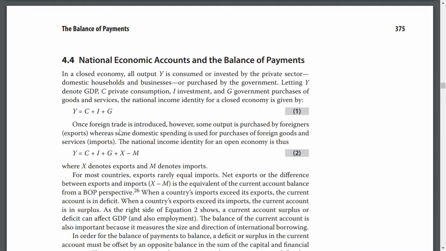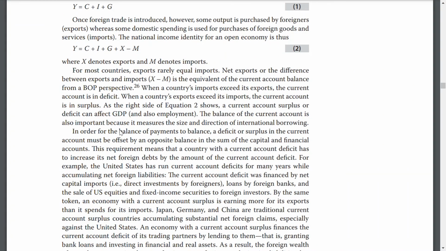For most countries, exports rarely equal imports. The difference between the exports and imports is the equivalent of the current account balance in the BOP from the BOP perspective. When a country's imports exceed its exports, the current account is in a deficit. When a country's exports exceed its imports, the current account is in a surplus. On the right-hand side, equation 2 shows a current account surplus or deficit can affect GDP. The balance of the current account is also important because it measures the size and direction of international borrowing.